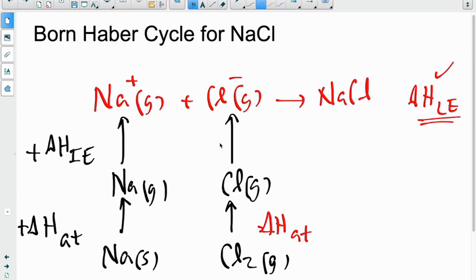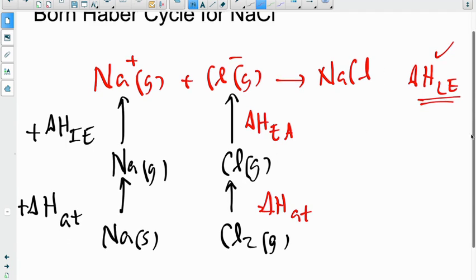And this one here, you are giving chlorine an electron. Here we were taking an electron away. Here we're giving it an electron. When you give a neutral gaseous atom an electron, we call that electron affinity. So this is enthalpy of electron affinity. All right, we are now getting close to creating a full cycle.